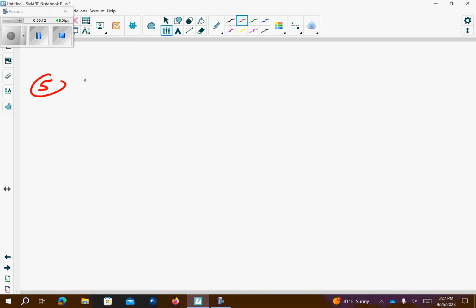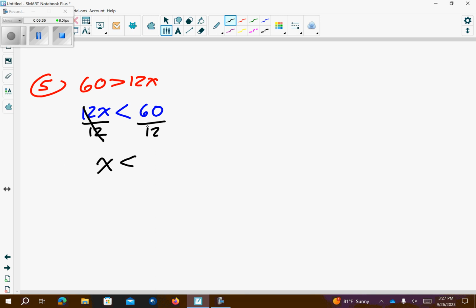Number 5, we have 60 is greater than 12x. I want the x to be on the right side, so I'm going to flip everything over. So the sign's going to flip this way. It didn't flip because I multiplied or divided by a negative number. It flipped because I wanted to rotate the whole problem over. I'm going to divide both sides by 12. And 60 over 12 on a calculator comes out to 5.